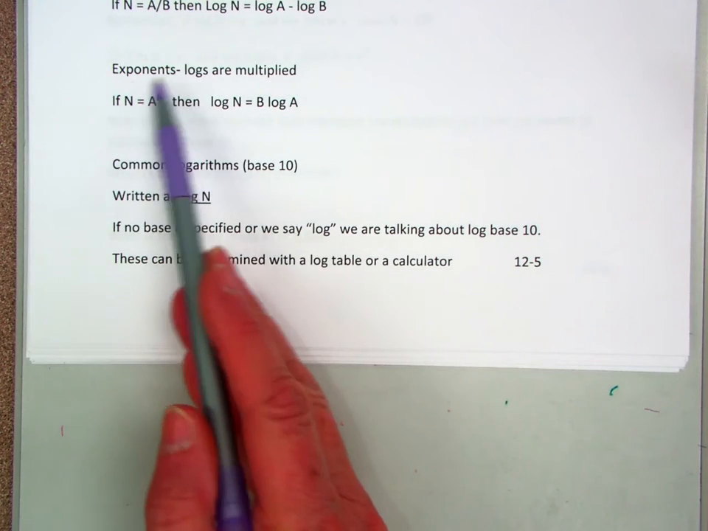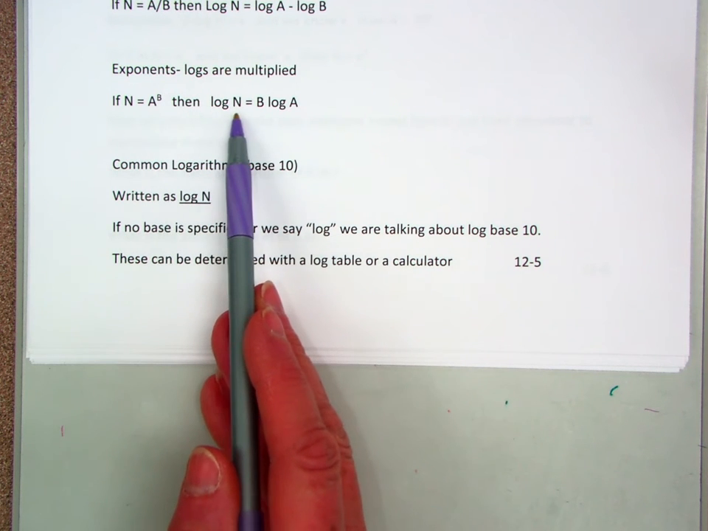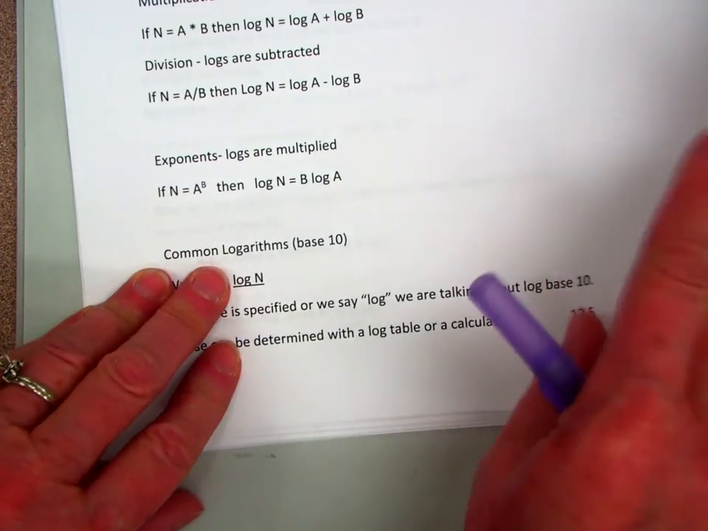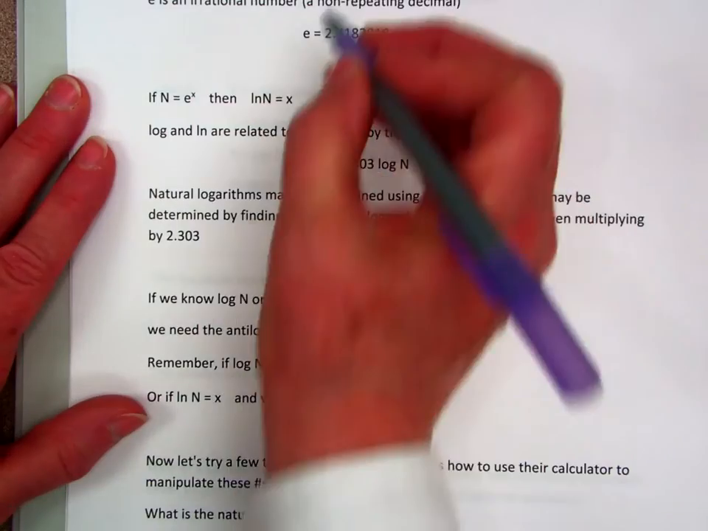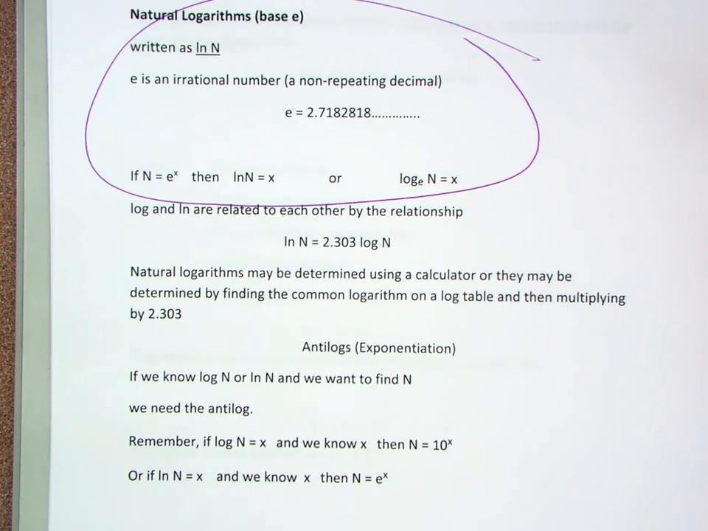And if you have an exponent, the logs are multiplied. So if n is a to the b, then the log of n is b times the log of a. Now, common log, we say log, but we're going to work with the natural logarithm. So please look at your small calculators and find the ln key, and the second function should be e to the x. Everybody find that? Okay, that's the key you're going to use.